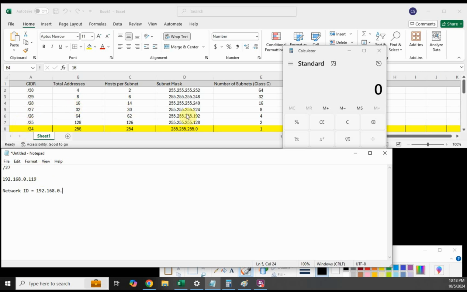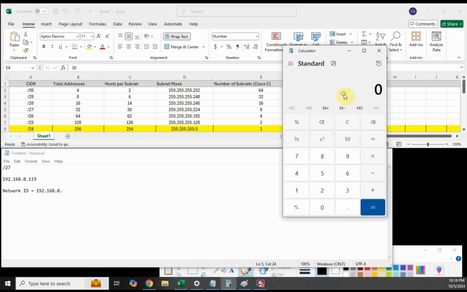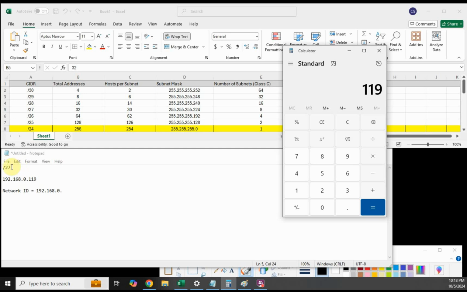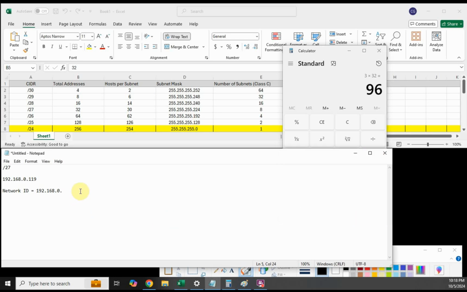So on a /27, you've got 8 subnets of 32 IP addresses. So we're going to take 119, and we're going to divide that by this number here, 32, since we're doing a /27. All right, so divide that by 32, and we get 3 with a whole bunch of leftover remainders. Well, what's 3 times 32? 96. So there's your network ID.